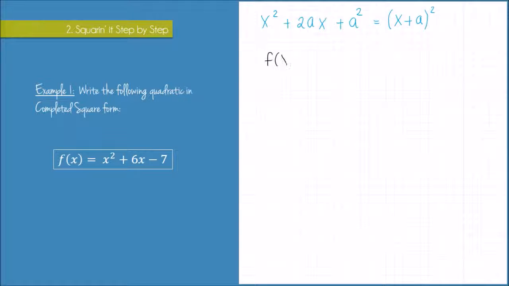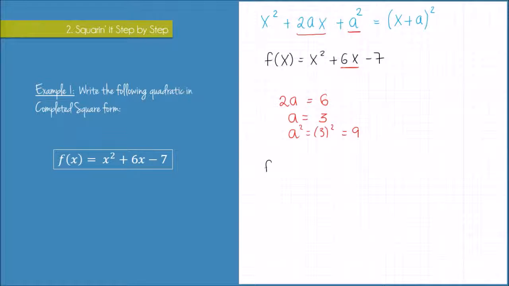And we're going to be comparing our function to this in a minute. So let's take our function, f of x is equal to x squared plus 6x minus 7. So let's take a look at the middle term here, 6x. We're going to compare it to this 2ax here, as we want to try and find a perfect square within this function. So let's say that 2a is equal to 6. That means that our a must be 3. And then the a squared that we want at the end is just 3 squared, which is 9.